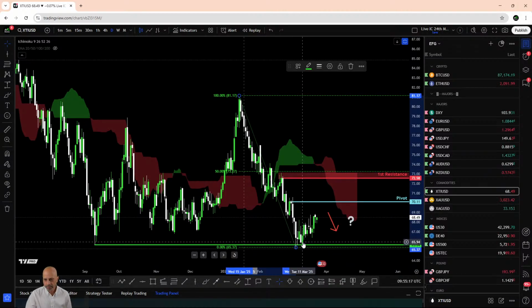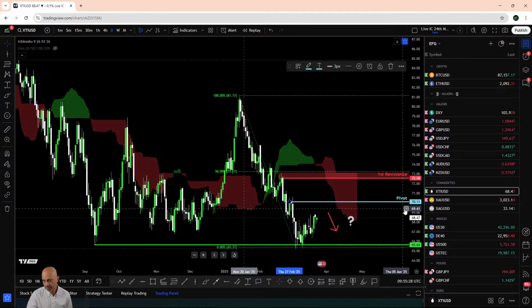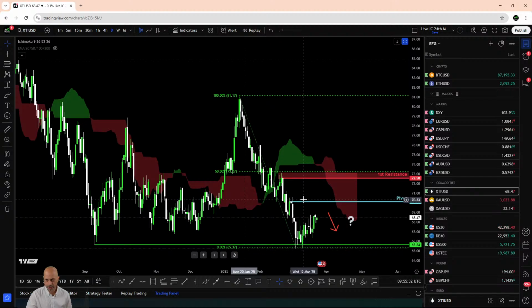Right, since then, since 11th of March, crude prices seem to have stabilized. It's retracing higher. However, I think this commodity is likely to remain under pressure, and should it reach the pivot level here, the pivot level at $70.11, this is where I think crude oil XTI USD could likely fizzle out once again and reverse to resume the downtrend.